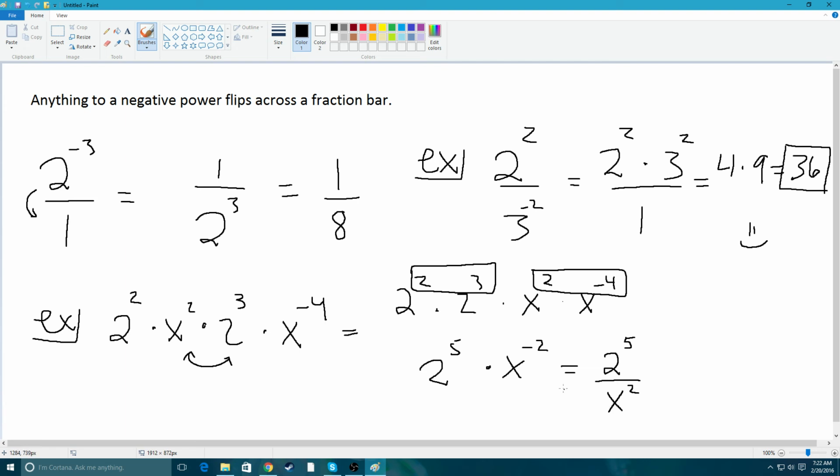Okay, I've got a good song for this too. If the exponent's negative, drop it like it's hot, drop it like it's hot, drop it like it's hot. I'm sorry, I won't sing anymore.